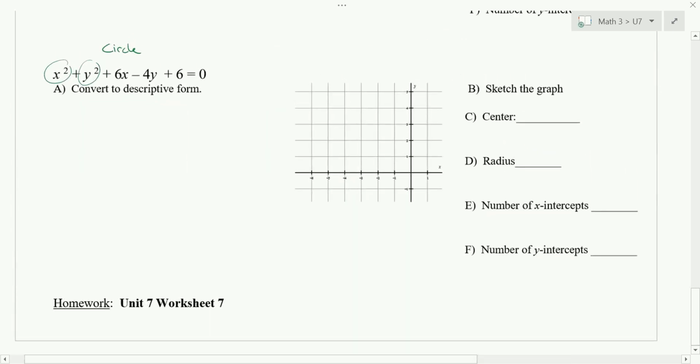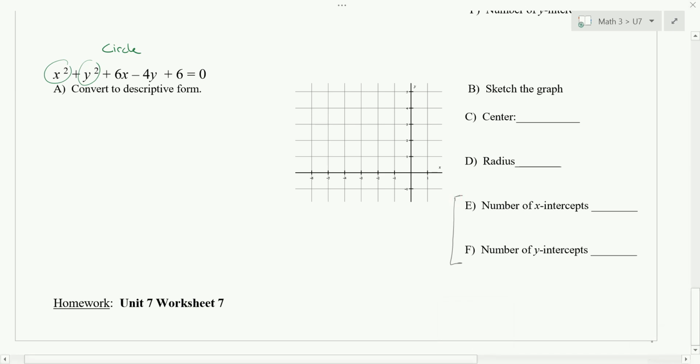Okay. I'm going to give you a couple minutes. I want you to go through A through F as much as you can, convert to descriptive form, sketch it, find the center, find the radius, and see if you can find how many x-intercepts, how many times it touches the x-axis, and how many times it touches the y-axis. You need a good graph of that circle to be able to tell what E and F are.